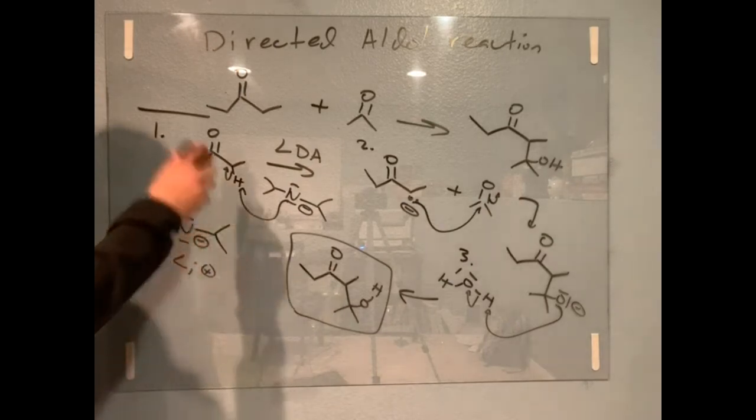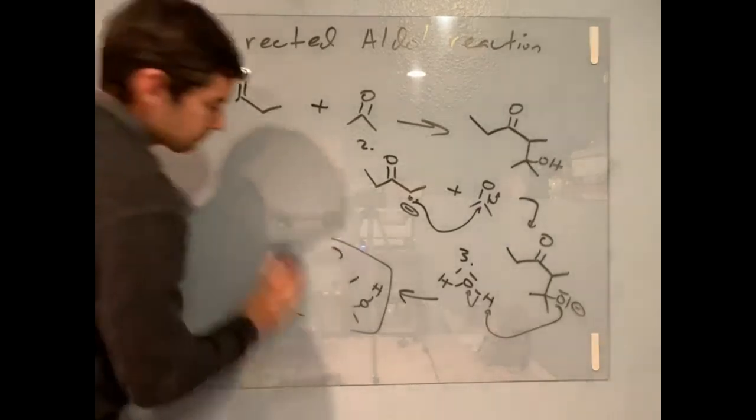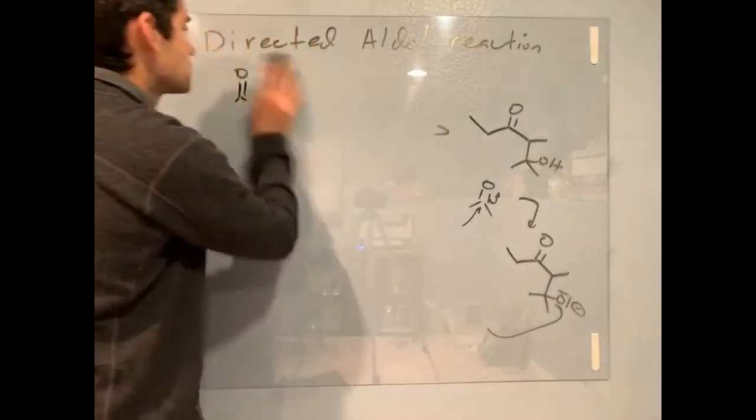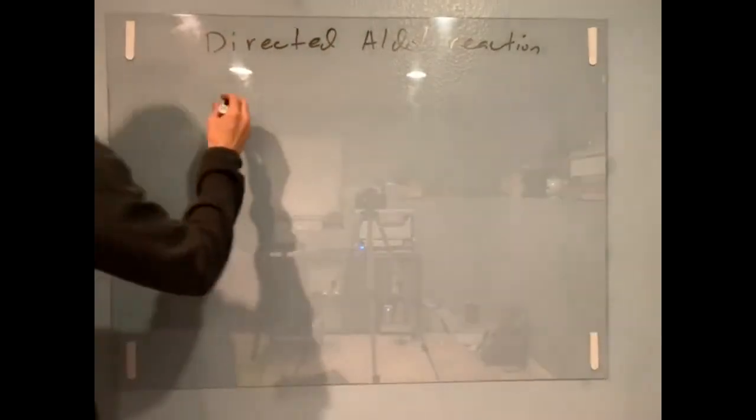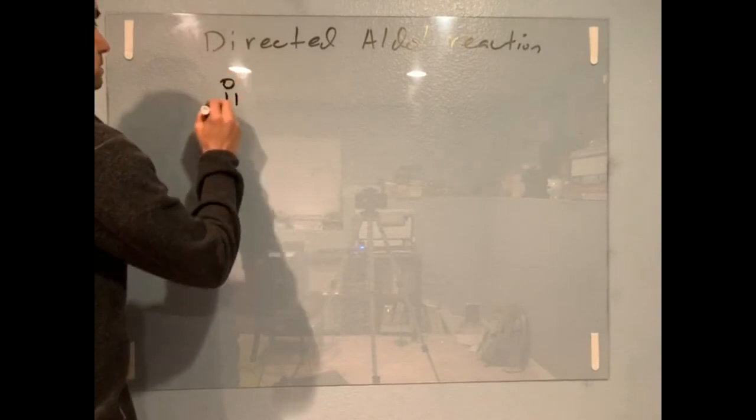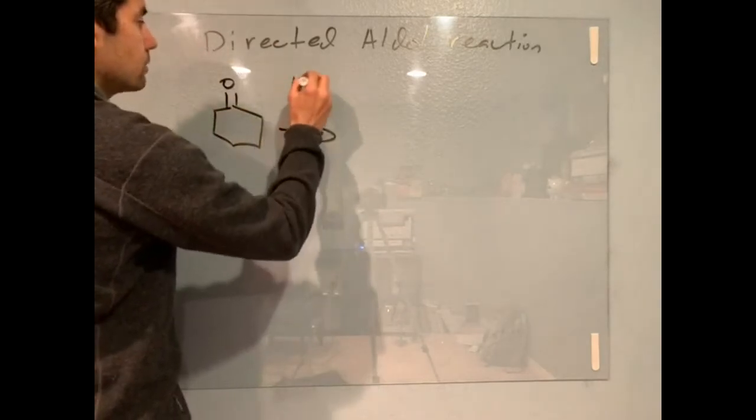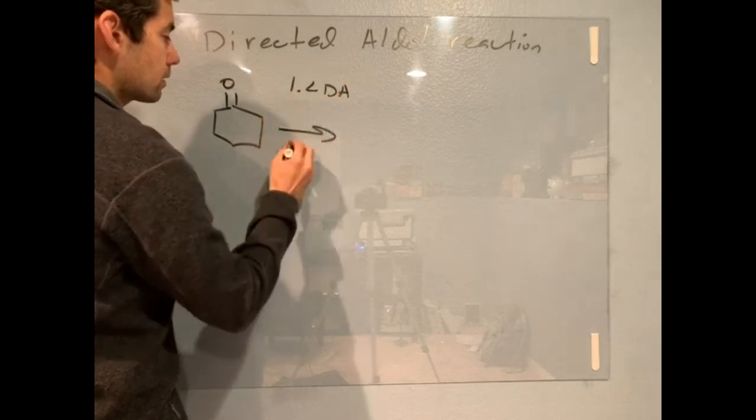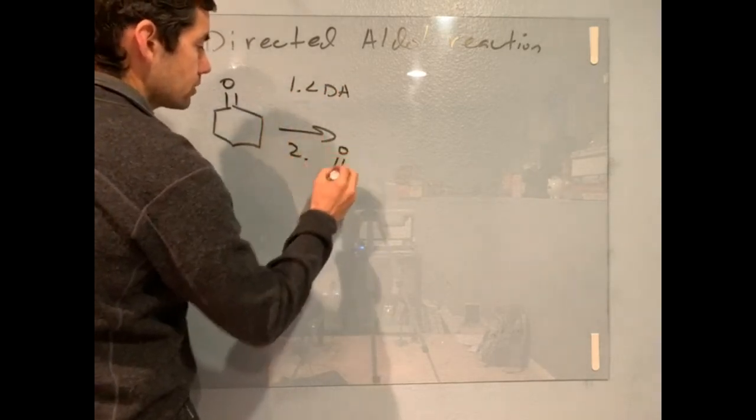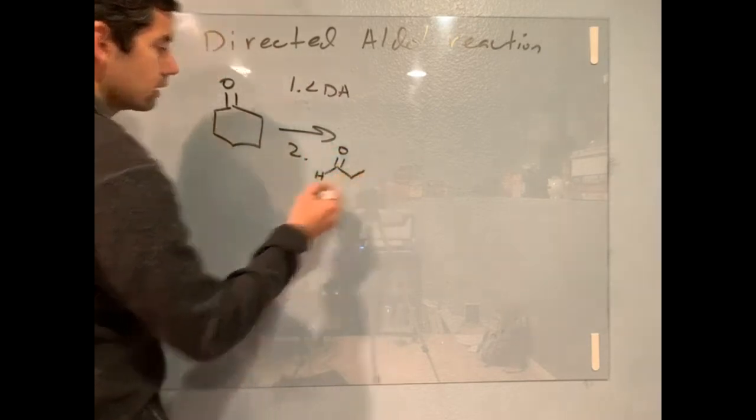Now, we can see what it looks like synthetically if we were to write this in steps, right? That's a mechanism. And so synthetically, when we write this out, it could be something like this. We have our carbonyl here. Step 1 would be LDA. Step 2 would be our second carbonyl, and we'll draw something like that. So this is our carbonyl.